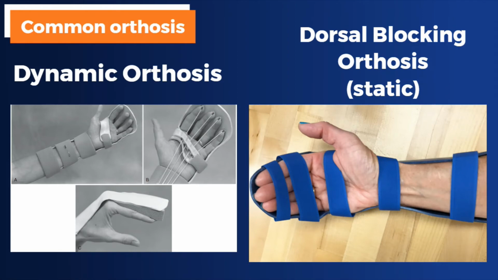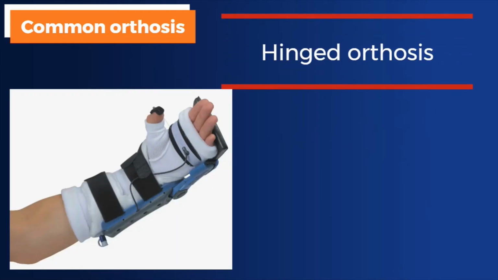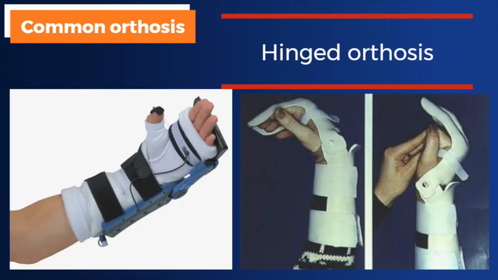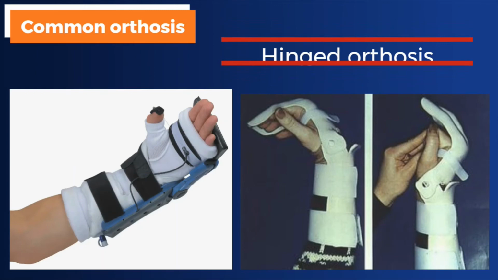Static orthoses are used to immobilize one or multiple joints. A hinged orthosis allows minimal motion in a specific plane of the affected joint. The orthotic mimics the natural motion of the given joint that has been repaired.